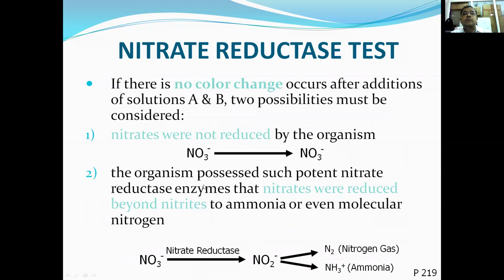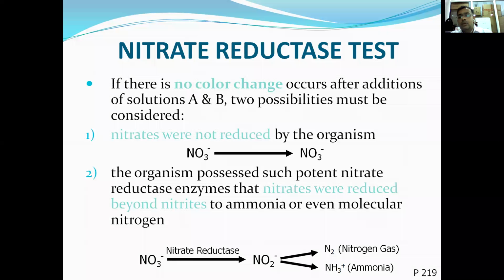And the second possibility is that there are some organisms that possess a potent nitrate reductase enzyme. Because of this potent nitrate reductase enzyme, they can reduce nitrate beyond nitrite, like nitrogen gas and ammonia, and that is difficult to demonstrate in this particular step. So now these two possibilities we have to evaluate, whether they are true positive or true negative.